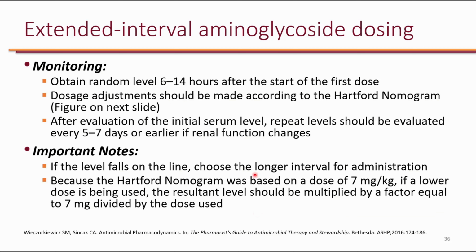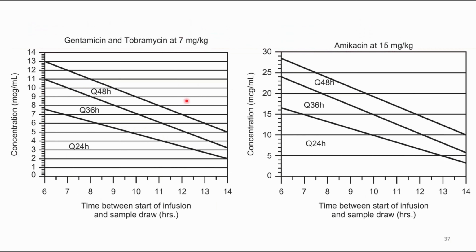And the way that you would monitor is that you actually get the random level. Instead of a peak and a trough, you get a random level between 6 to 14 hours after the start of the first dose. And then you adjust the dose based on that level. And here's the nomogram. So this nomogram on the left is for gentamicin and tobramycin, and the one on the right is for amikacin. So let's say 9 hours later you got a random level, and the level happens to be 3, and it happens to be here.